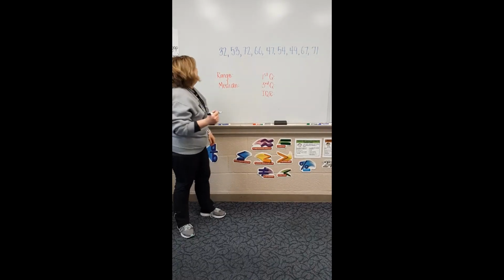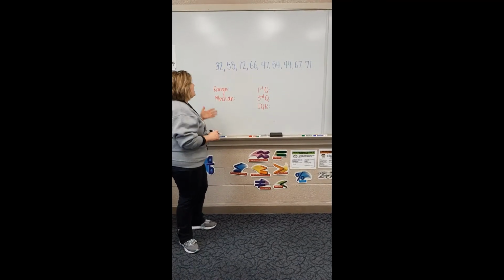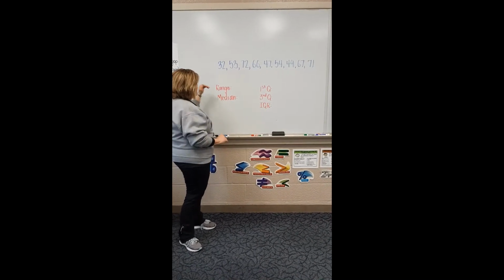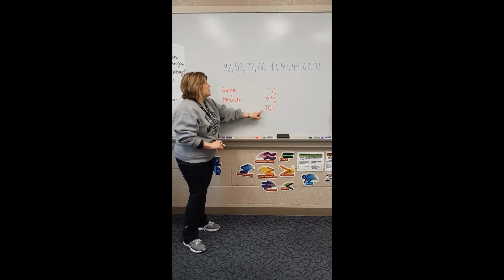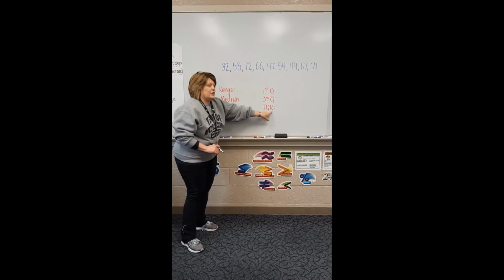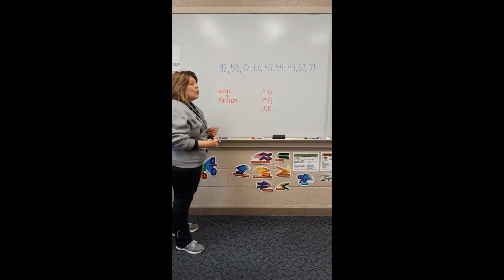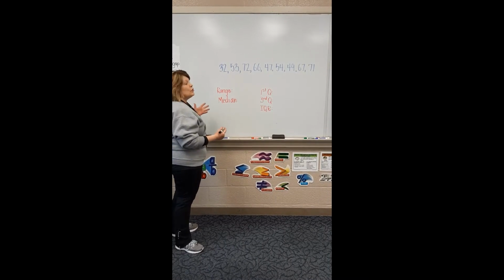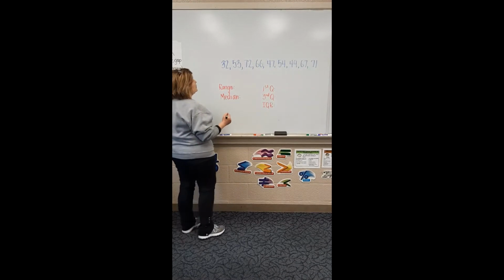Okay, so class, here's a set of numbers. In this week's lessons, we're going to be finding the range, the median, the first quartile, the third quartile, and the IQR, which stands for interquartile range. So let's start first by putting the numbers in order. When you did your statistics last week, you had to put them in order first. So that's what we'll do.